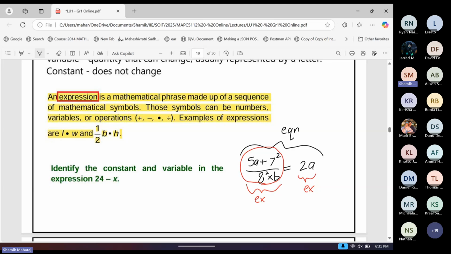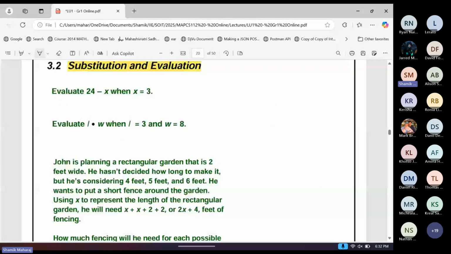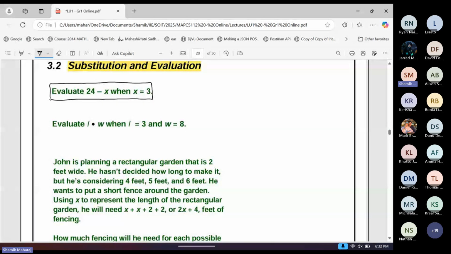Okay, anyway. Substitution and evaluation. Again, I'll just quickly explain what this means, and you guys can try examples at home. I'll do one basic example. You're given something like this here: evaluate 24 minus x when x is equal to 3.